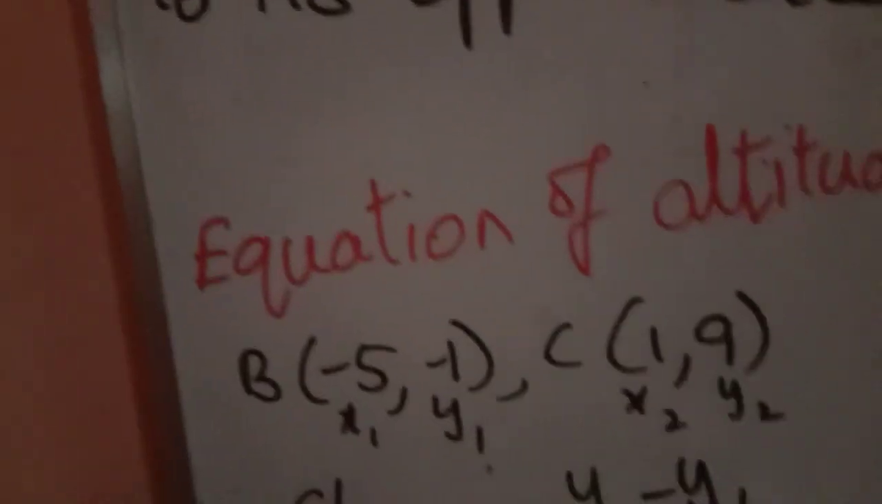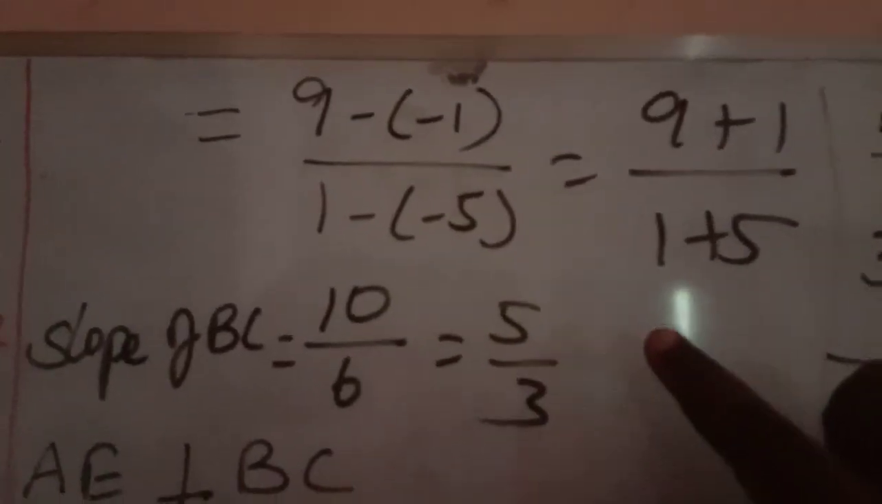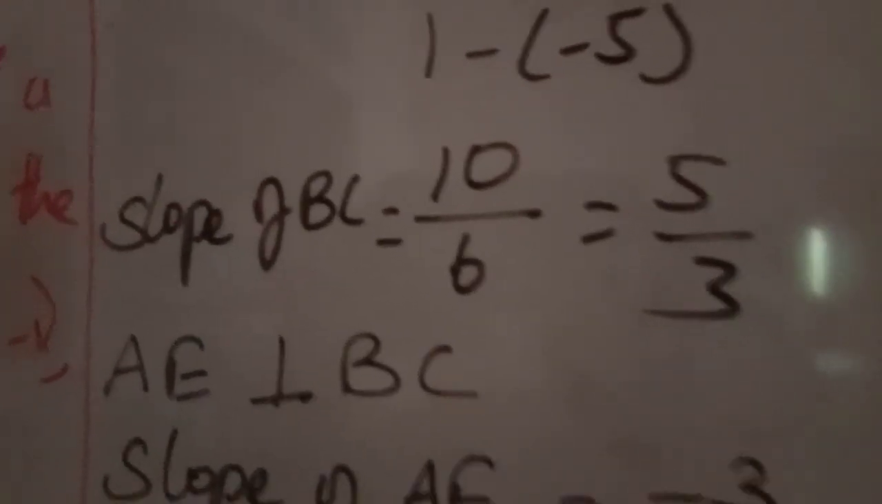BC, slope from two points: y2 minus y1 by x2 minus x1. The slope of BC equal to, we get, 5 by 3. Next, AE is perpendicular to BC. So the slope of BC is considered as m1, and the slope of AE we have to find. If you multiply these two, it is equal to minus 1.